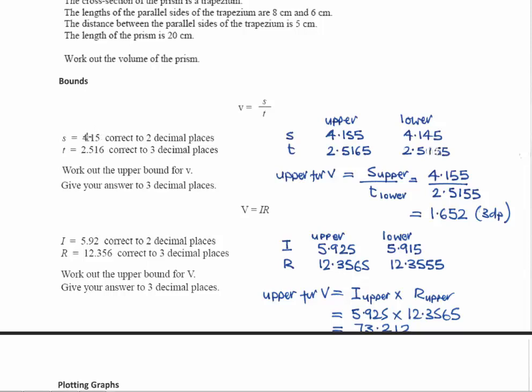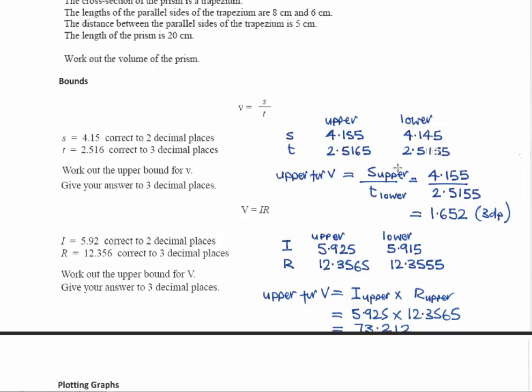Now if this number is 4.15 correct to 2 decimal places, it means that it could be as big as 4.155 or as small as 4.145. And in the same way, T can be anywhere between 2.5165, the upper bound, and 2.5155, the lower bound. So if we want V to be as big as possible, because it says the upper for V, then we need to choose the number for S that is as big as possible. And because we're dividing by T, we want the number that we have for T to be as small as possible.